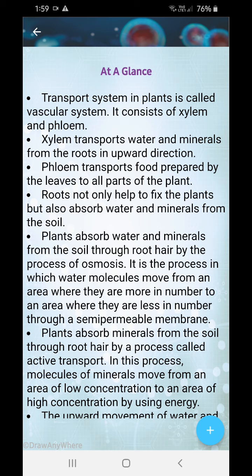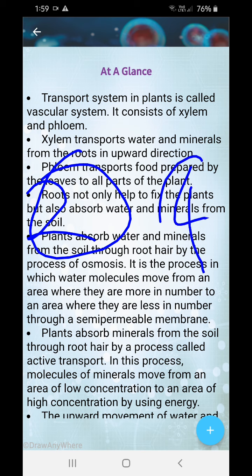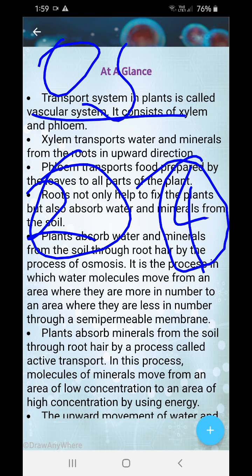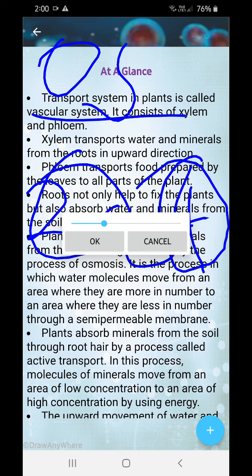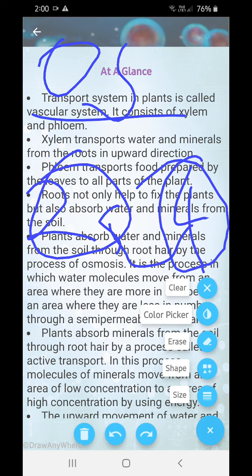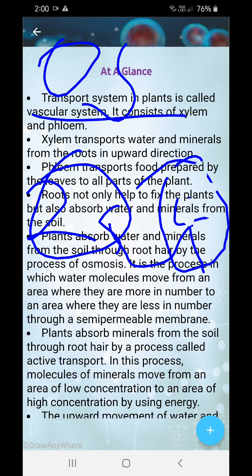Suppose, as you have learned in chemistry, you have two water molecules over here and four water molecules over here. So if the process of osmosis is taking place, then what will happen? The water molecules will move over here. No, let's not take four. Let's take something that is more in number.